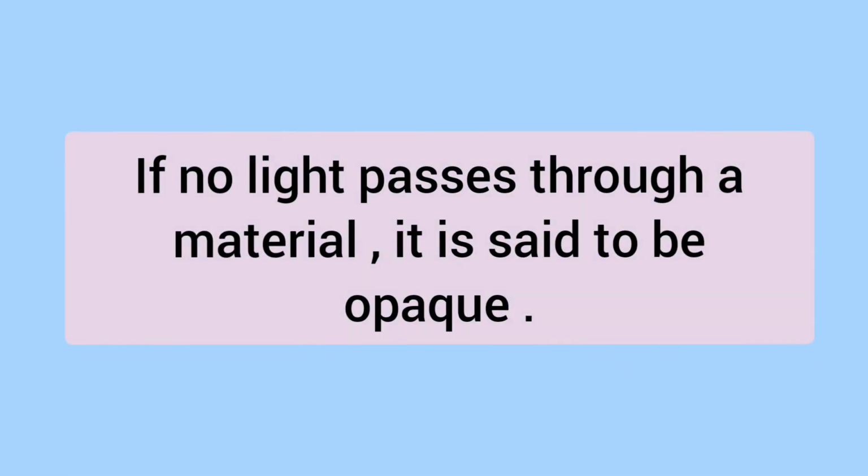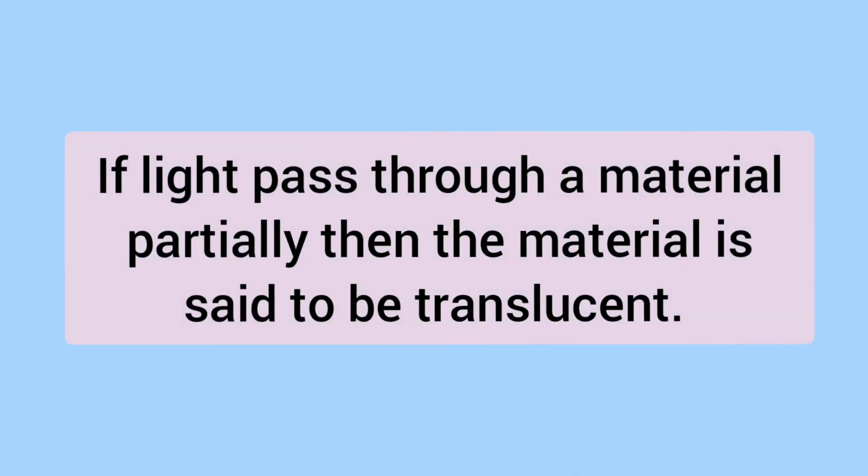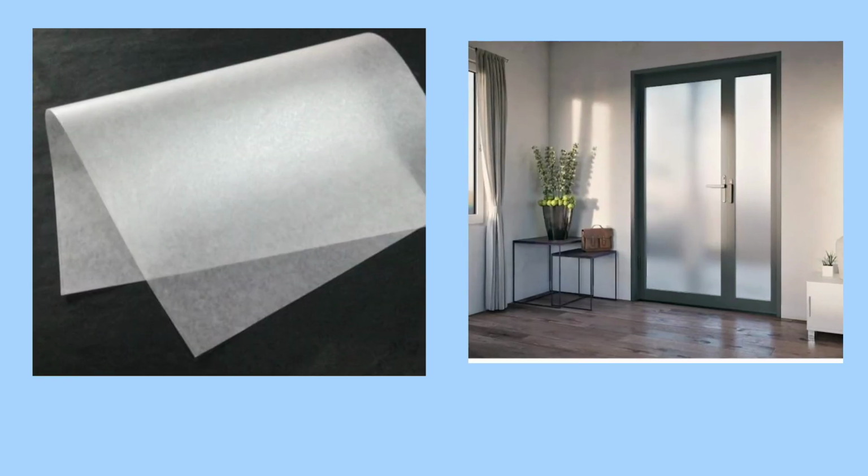If no light passes through a material, it is said to be opaque, like wood, stone, etc. If light can pass through a material partially, the material is said to be translucent. For example, oil paper, frosted glass, etc.